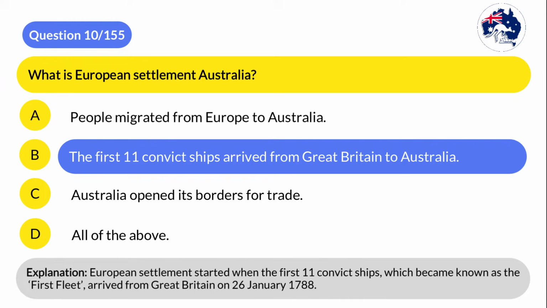Explanation: European settlement started when the first 11 convict ships, which became known as the First Fleet, arrived from Great Britain on January 26, 1788.